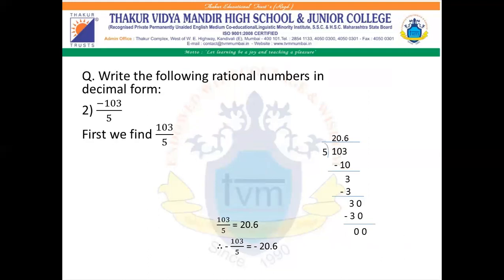Second question, minus 103 upon 5. Here, first we find 103 upon 5. The decimal form of 103 upon 5 is equal to 20.6. Putting a minus sign on both sides, we get minus 103 upon 5 is equal to minus 20.6.